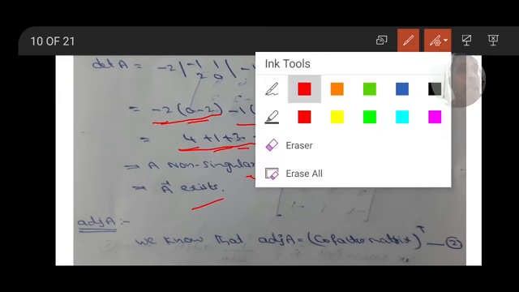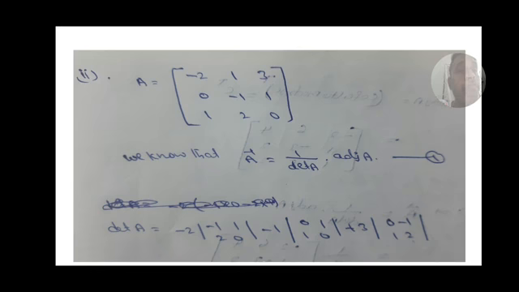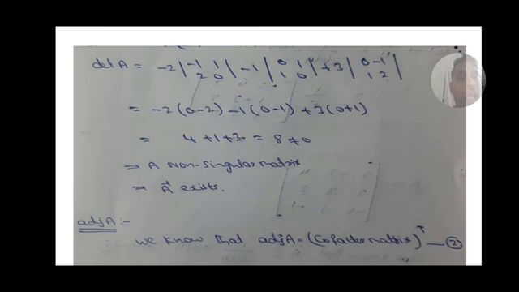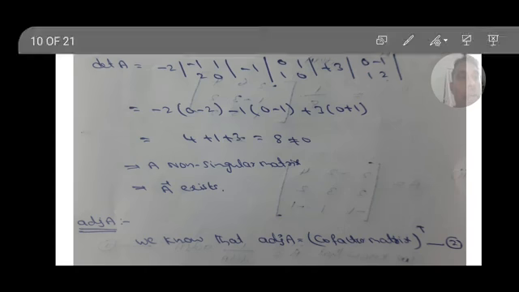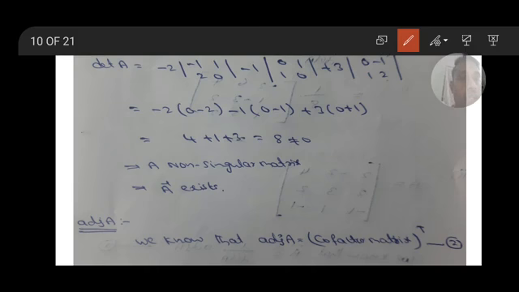We already wrote the A inverse formula: 1 by det A into adjoint A. Already we calculated det A, it is 8. We now have to find adjoint A. Adjoint A means the transpose of the cofactor matrix. So we have to find the cofactors first.